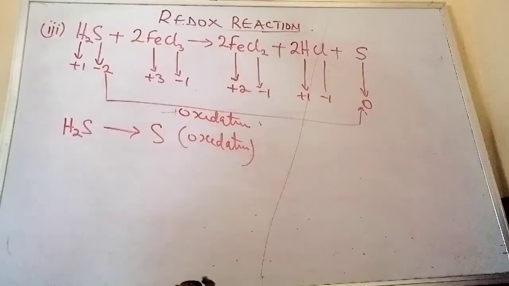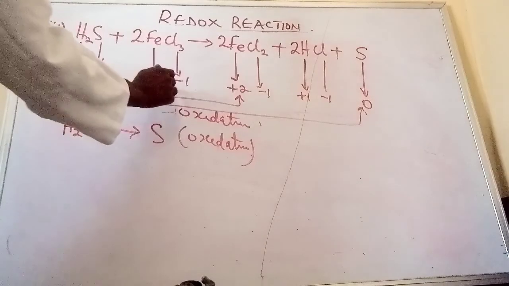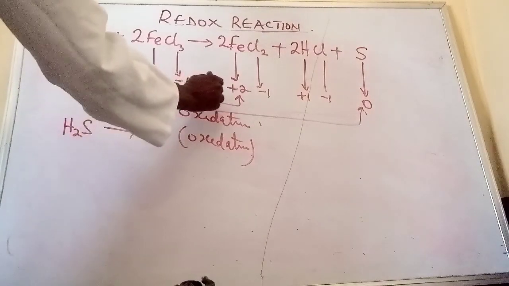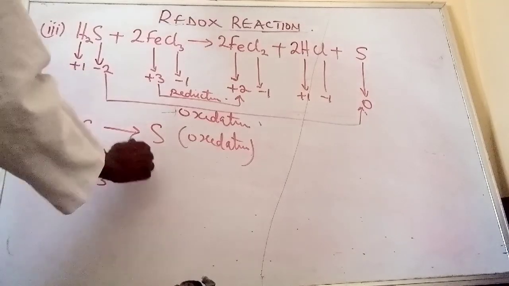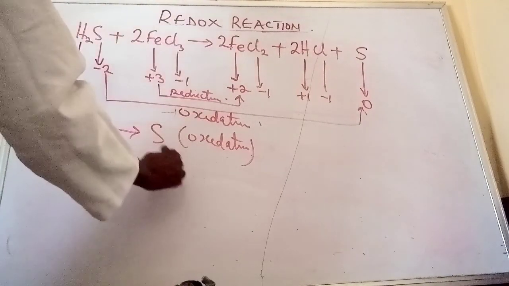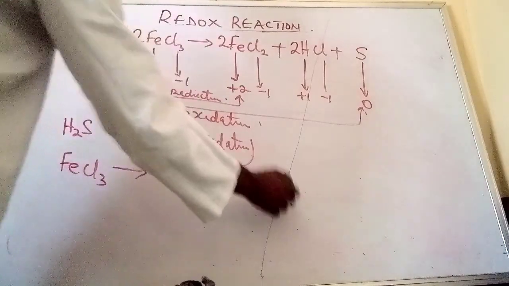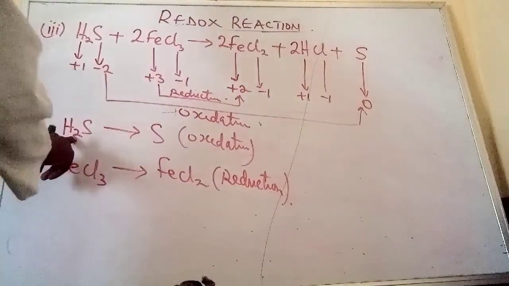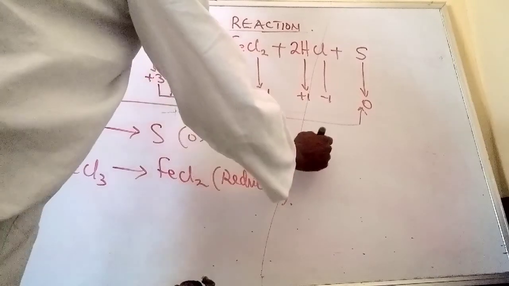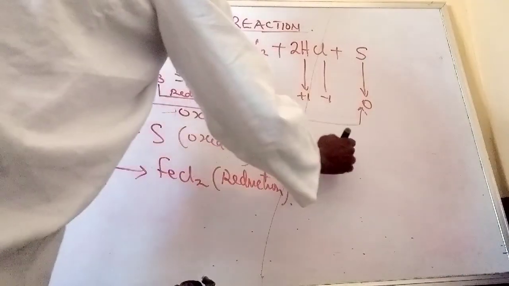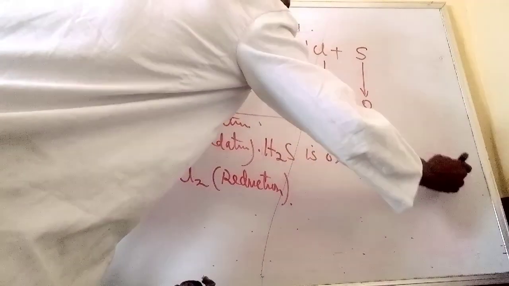0. Okay, if you now look at iron from +3 to +2, what is taking place there? That's reduction. That means from FeCl3, which is iron 3 chloride, to FeCl2, which is iron 2 chloride. That is reduction. So definitely hydrogen sulfide is oxidized. And whatever is oxidized is the what? Reducing substance.